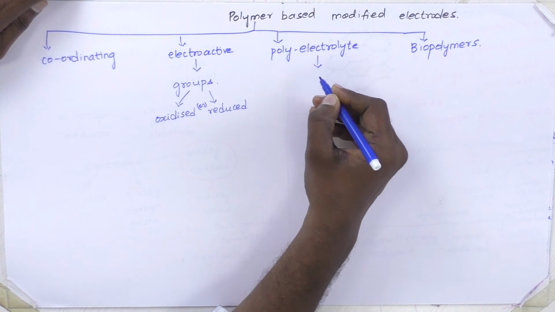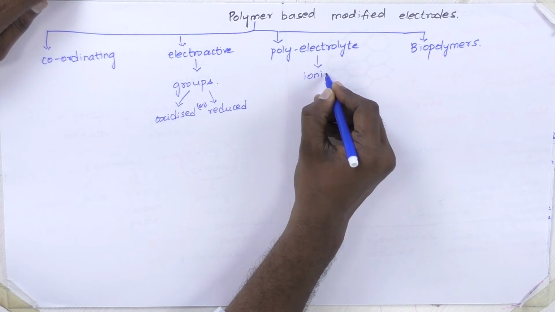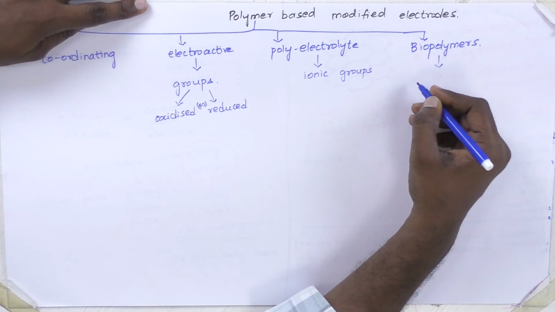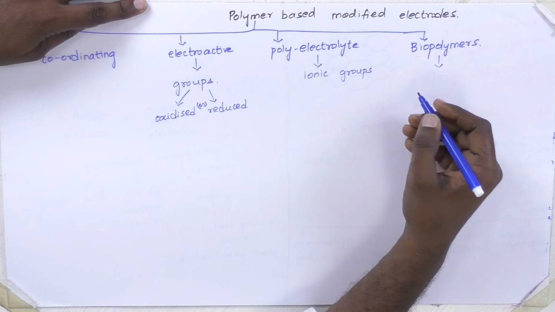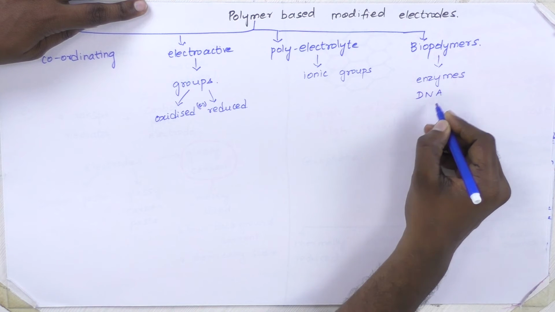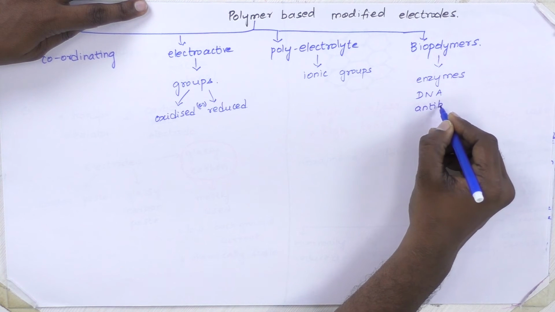The polyelectrolyte consists of ionic groups. It attracts opposite charges present in the solution. When polyelectrolyte is coated on electrode surface, the ionic groups present in the polymer attract opposite charges present in the solution to the electrode surface. Biopolymers involve usage of polymers like enzymes, DNA, antibodies. These polymers were used in biosensors.